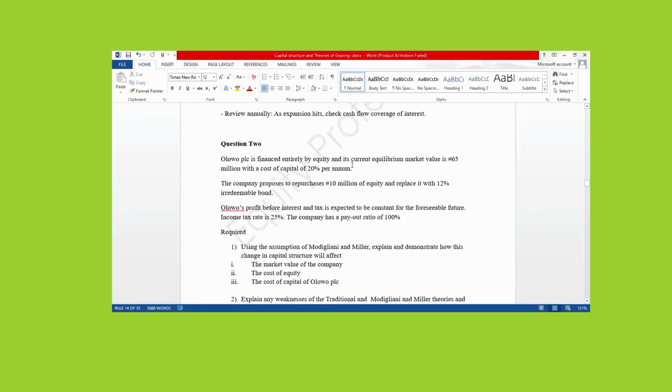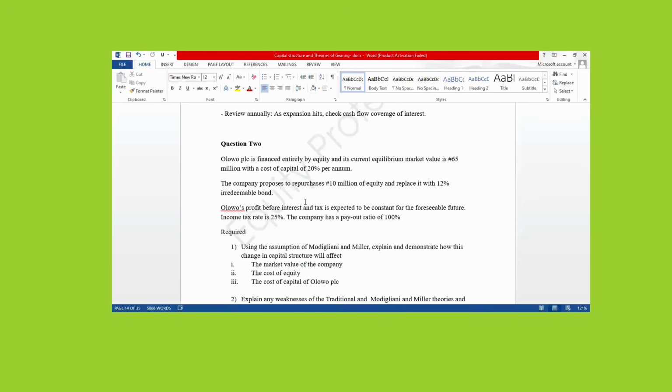And its current equilibrium market value is 65 million. That means value of an ungeared company is 65 million, with a cost of capital of 20% per annum. The next paragraph.